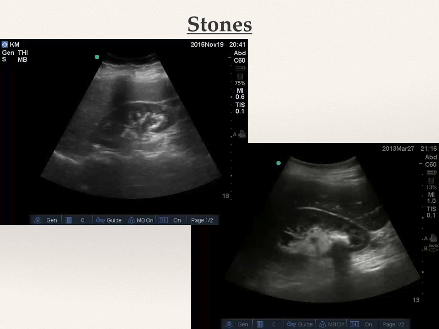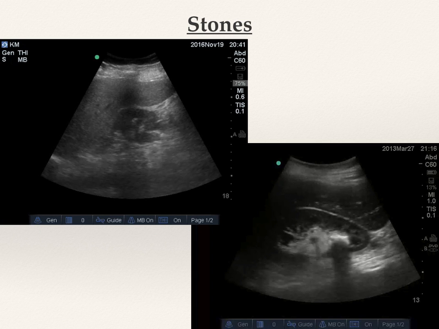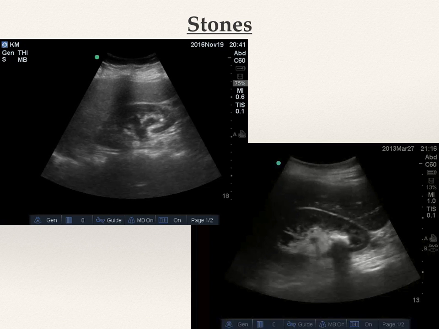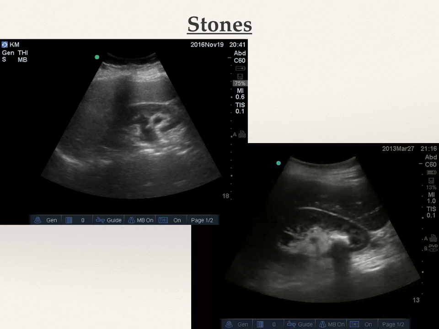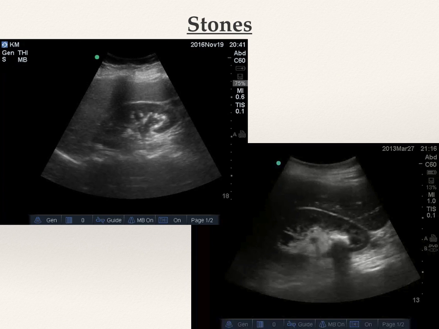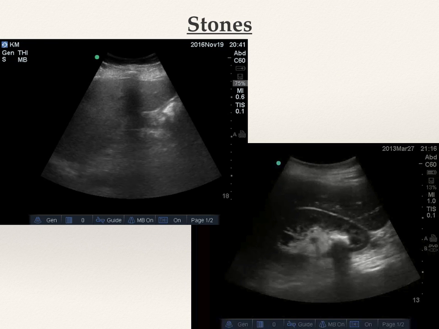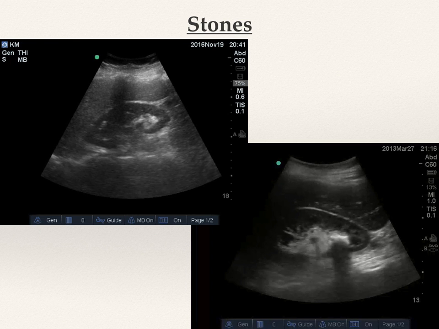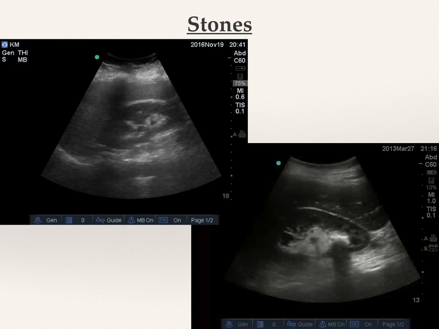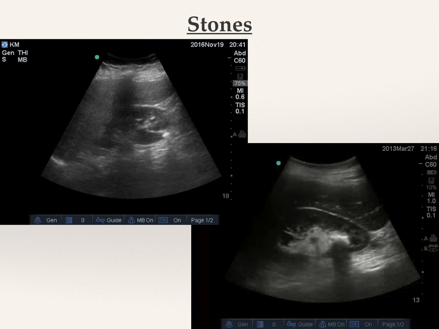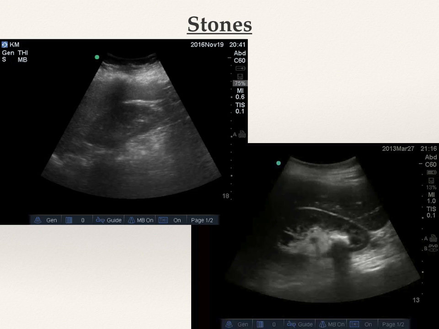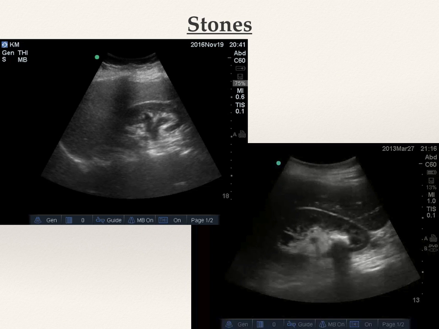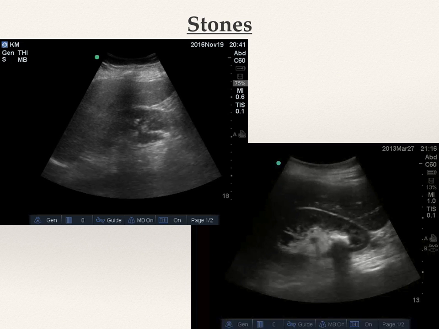So if we're looking at the left upper one there right now, do you think the stone is in the kidney or in the tube or the ureter coming out of the kidney as we fan through it? Yeah, kind of at the junction, maybe a little bit lower. If we look right here, there, got something hyperechoic that has shadowing behind it. So that's a stone in the proximal ureter right there.